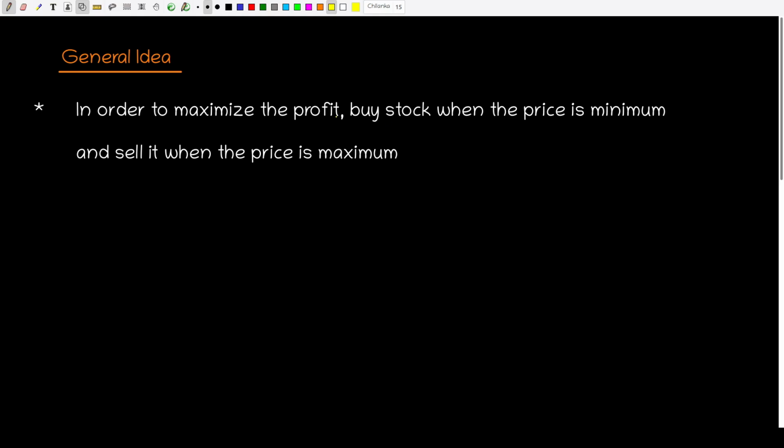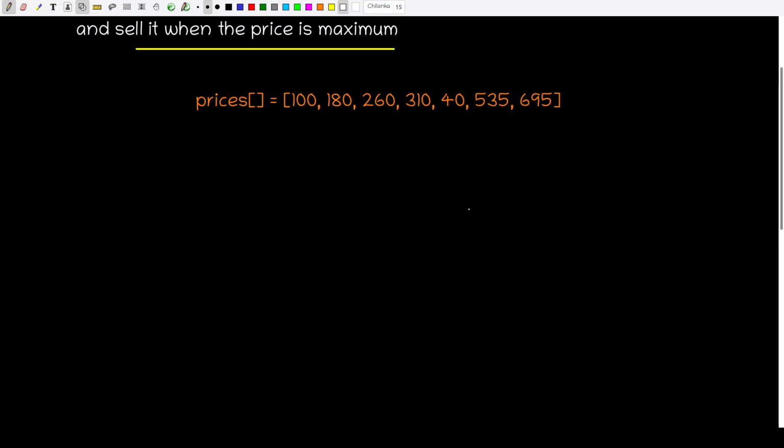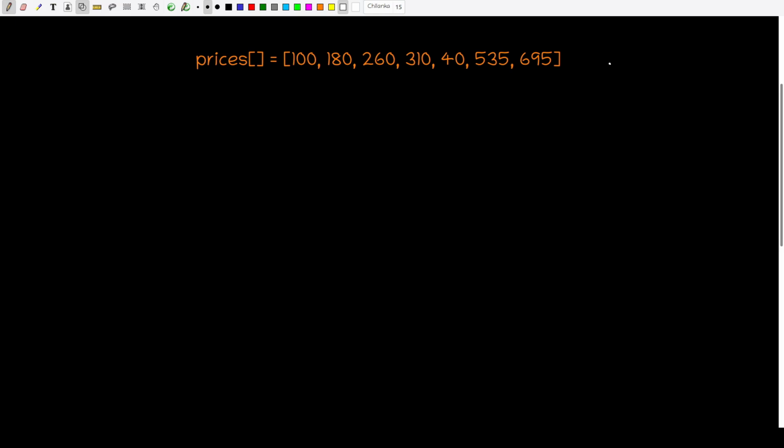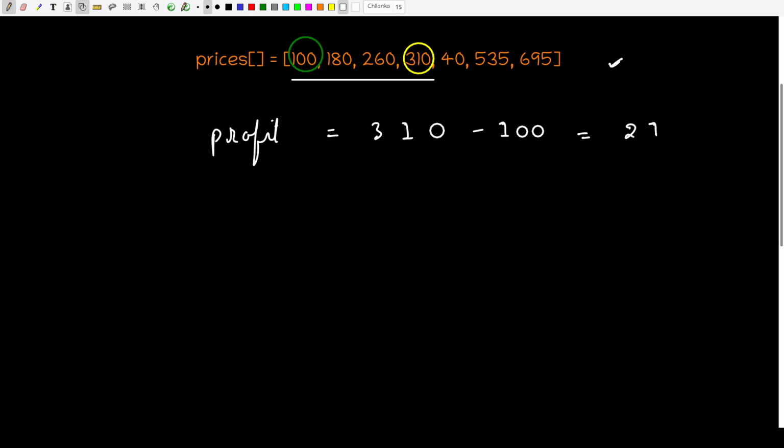So the general idea behind solving this problem is, in order to maximize the profit, all we have to do is buy the stock when the price is minimum and sell it when the price is maximum. So for instance, if this is the price of the stock which is given to us, in order to maximize our profit, let us buy the stock when it is at minimum price. So from this pool, if you see, the minimum price will be given by this. So we are going to buy the stock over here and we are going to sell it at this position. So the profit which we will obtain over here is 310 minus 100, which is equal to 210.